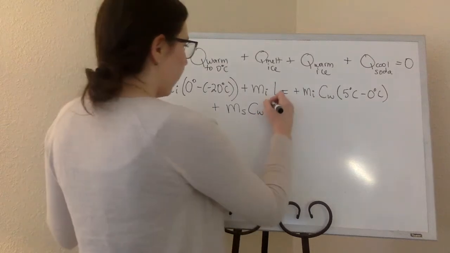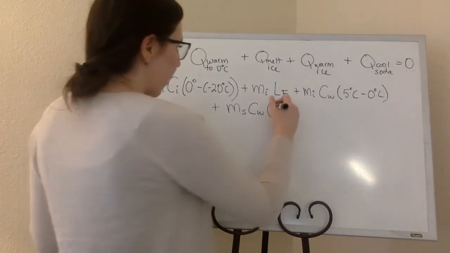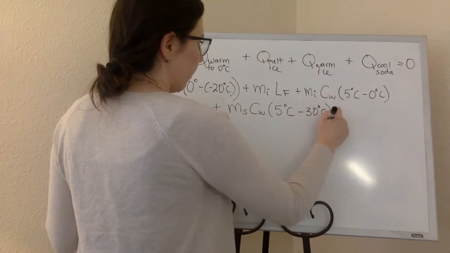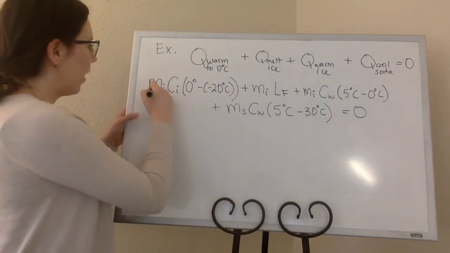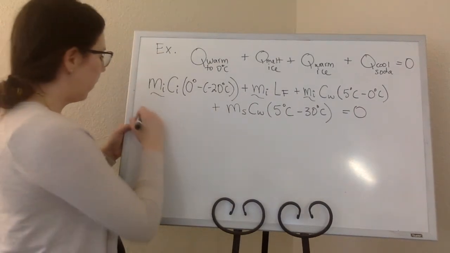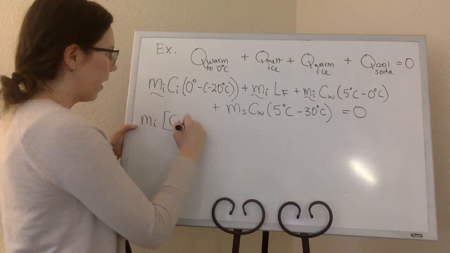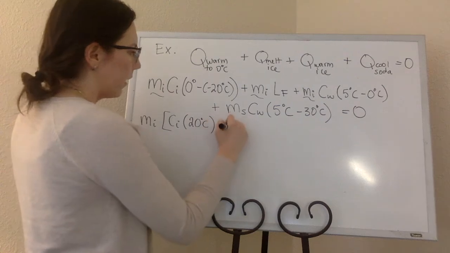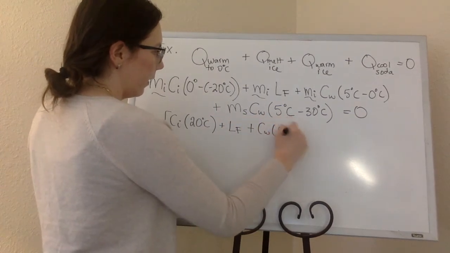Okay, so then this is going to be going from its original temperature of 30 down to 5, so we have 5 degrees minus 30 equals 0. Okay, and we're solving for our unknown, which is the mass of ice here. So I'm going to pull out the mass of ice and everything that's in it. So I have sea ice, this is 20 degrees plus the latent heat of fusion plus seawater times 5 degrees.